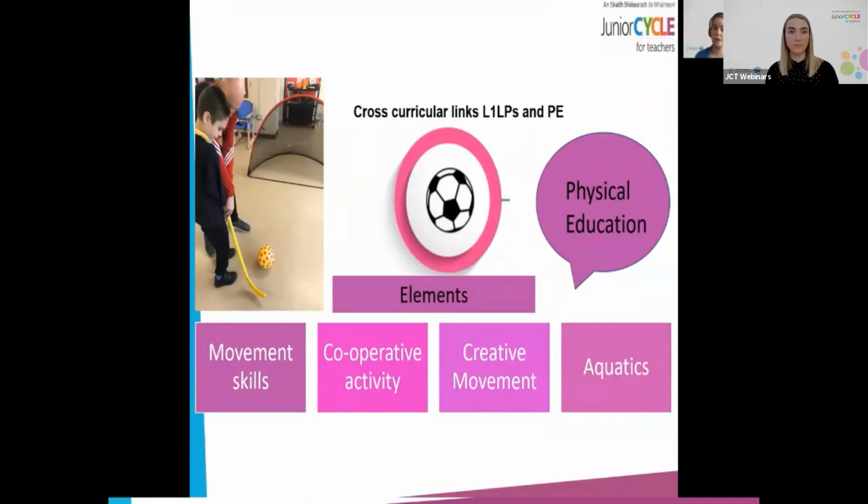So those elements are movement skills, which would be athletics and gymnastics, cooperative activities, which would be games, creative movements, which would be dance, and aquatics, which is obviously anything to do with water and water sports and swimming. They would be very much tailored to the abilities of the students who will be following that course. They'd be very tailored and very targeted.